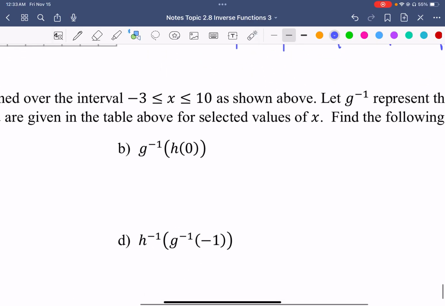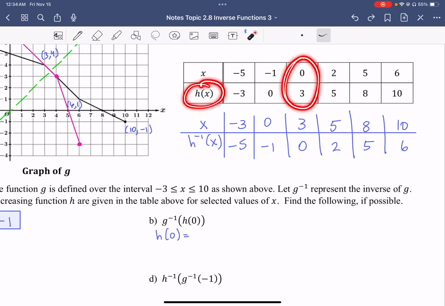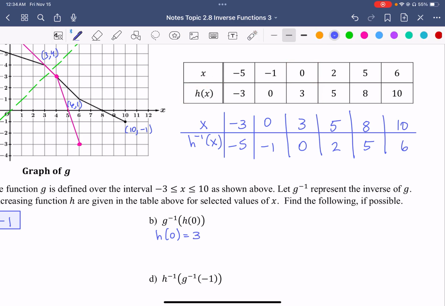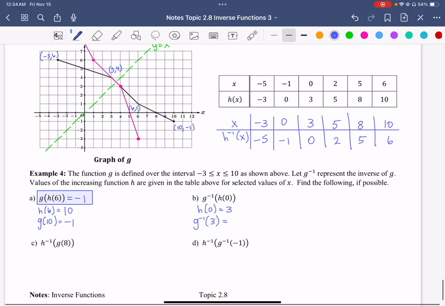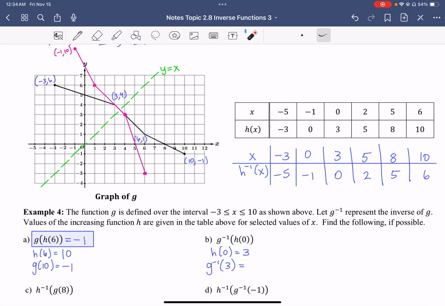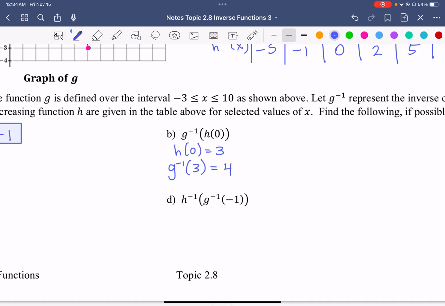Let's try b. The inverse of g of h of 0. I need to do the inside first, which is h of 0. Go to the original table for h of x. When x is 0, y is 3. So h of 0 is 3. And then we need to find the inverse of g of 3. So when I go to the inverse graph of g and I go to x equals 3, I see that the y value there is at positive 4. So the inverse of g of h of 0 is 4.